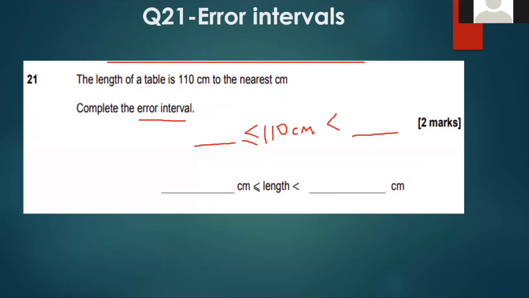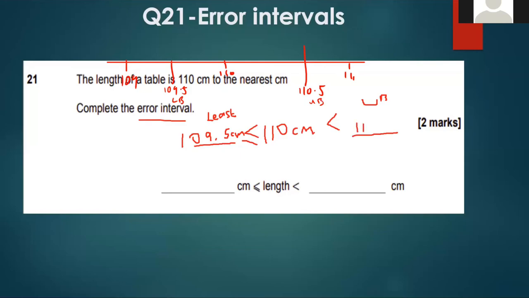Okay, so when I round 109.5 centimeters to the nearest whole number, or nearest centimeter, that 5 is 5 or more, so it bumps up my answer. So that is correct, because 109.5, when I round that to the nearest centimeter, is going to give me 110. So that is what I call my lower bound. So that is the least, the shortest possible length that it could be. And then the next one, guys, for the upper bound, the maximum value it can take is 110.5.